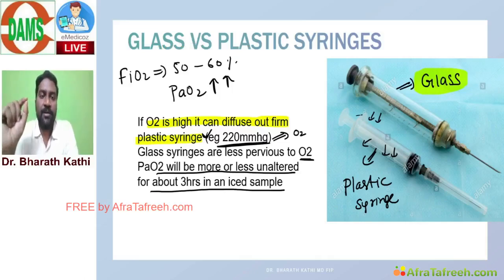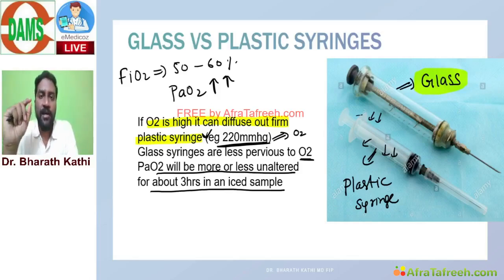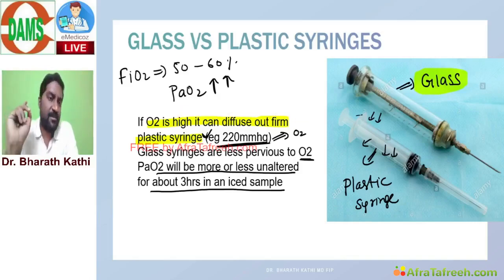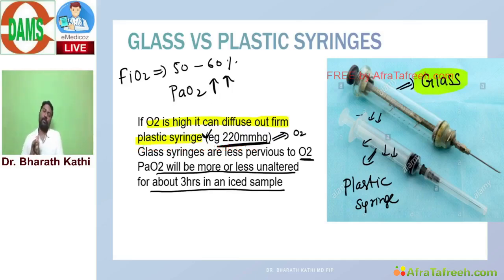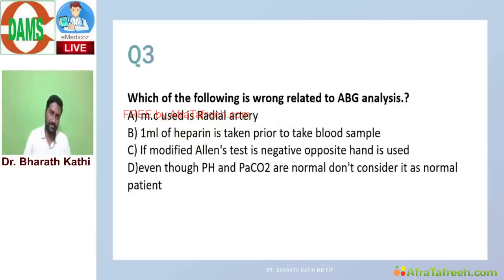But for all practical purposes, glass syringes are not available everywhere, and we are now doing ABG within 15 to 30 minutes. That's why we use plastic syringes. You can use plastic syringes, but keep in mind, if it is delayed, make sure you are covering it with an ice pack properly, and make sure you are doing the sampling very fast. Within 30 minutes, there will be no difference between glass syringe or plastic syringe.